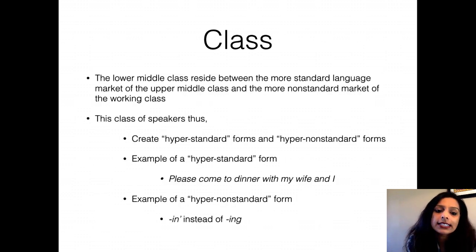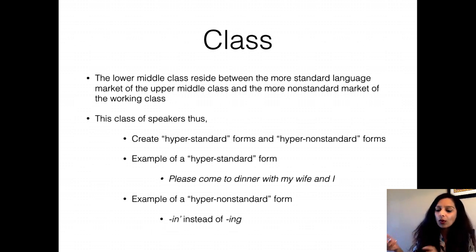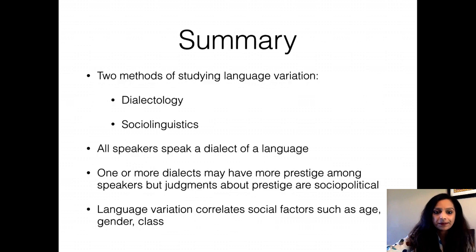The lower middle class is the class that creates more variation in language. They create both hyperstandard forms and hyper non-standard forms. A hyperstandard form is 'please come to dinner with my wife and I,' which is the really correct way of saying it, and not 'me and my wife.' You say 'wife and I.' The hyper non-standard form is when you use forms like -in' because of masculinity and reasons we spoke about, where they want to be connected to their peers rather than use the formal standard form -ing.